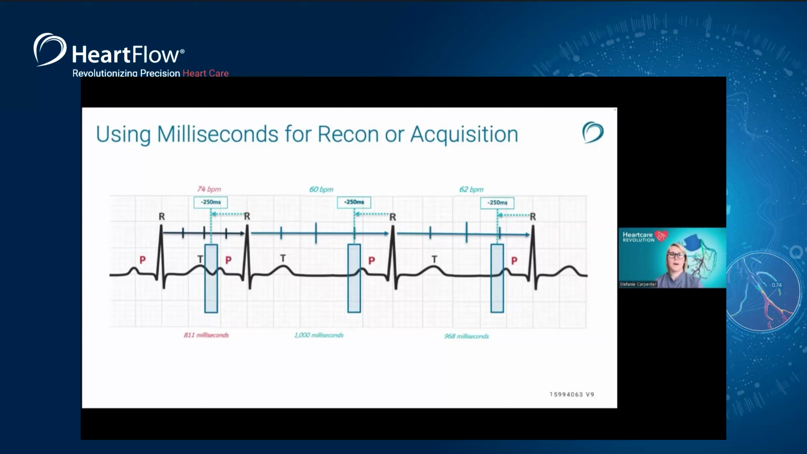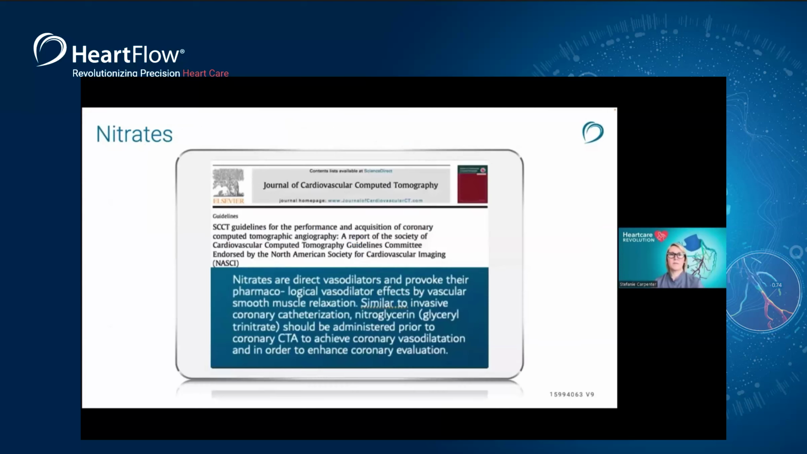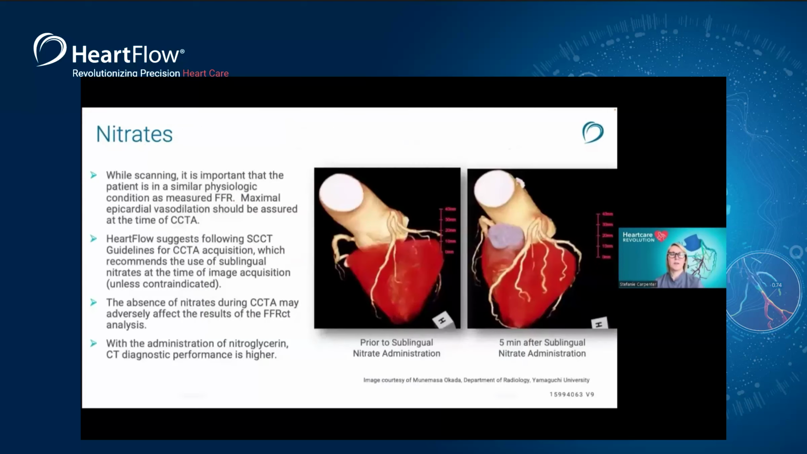HeartFlow recommends following SCCT guidelines for the use of nitrates. Here you can see an example of a CCTA scanned with and without nitrates. Note the significant difference in the length and diameter of the coronary vessels. FFRCT values could vary significantly if nitrates are not administered properly. For maximum vasodilation, SCCT recommends scanning 5 minutes after sublingual nitrates have been dissolved.